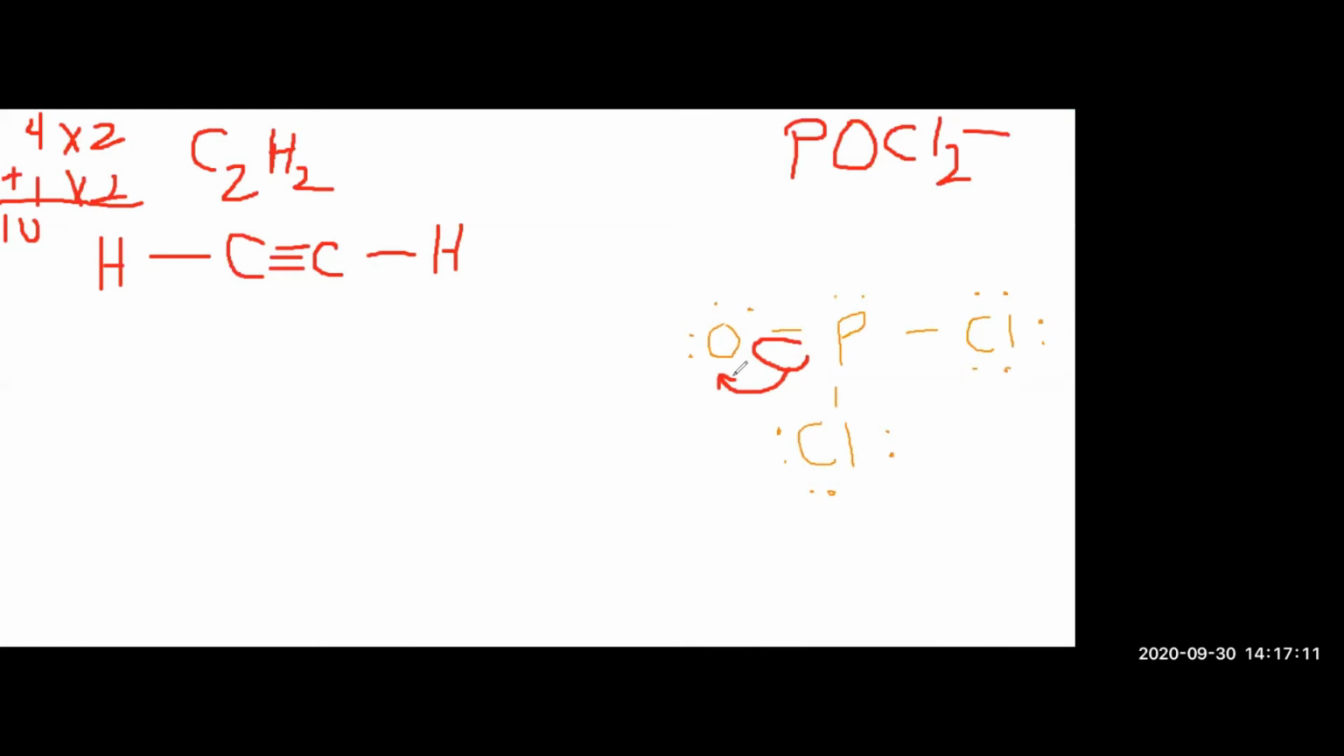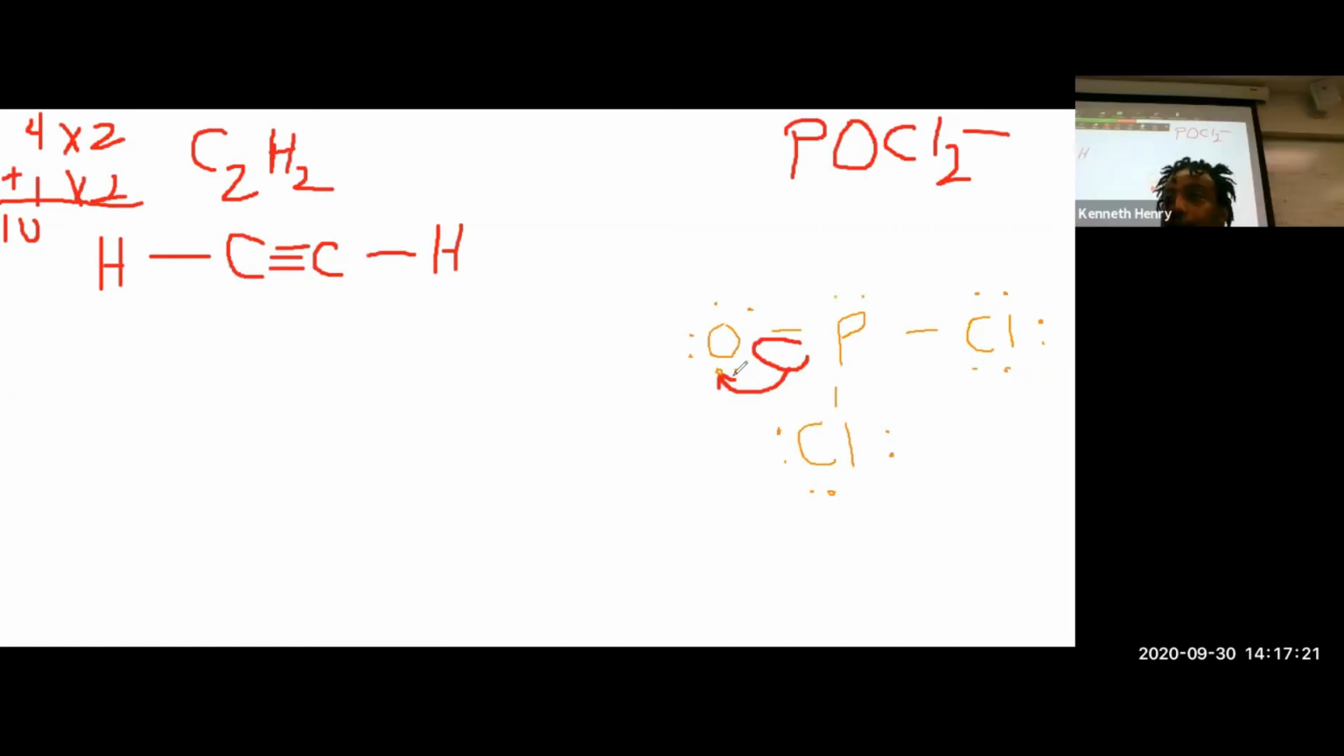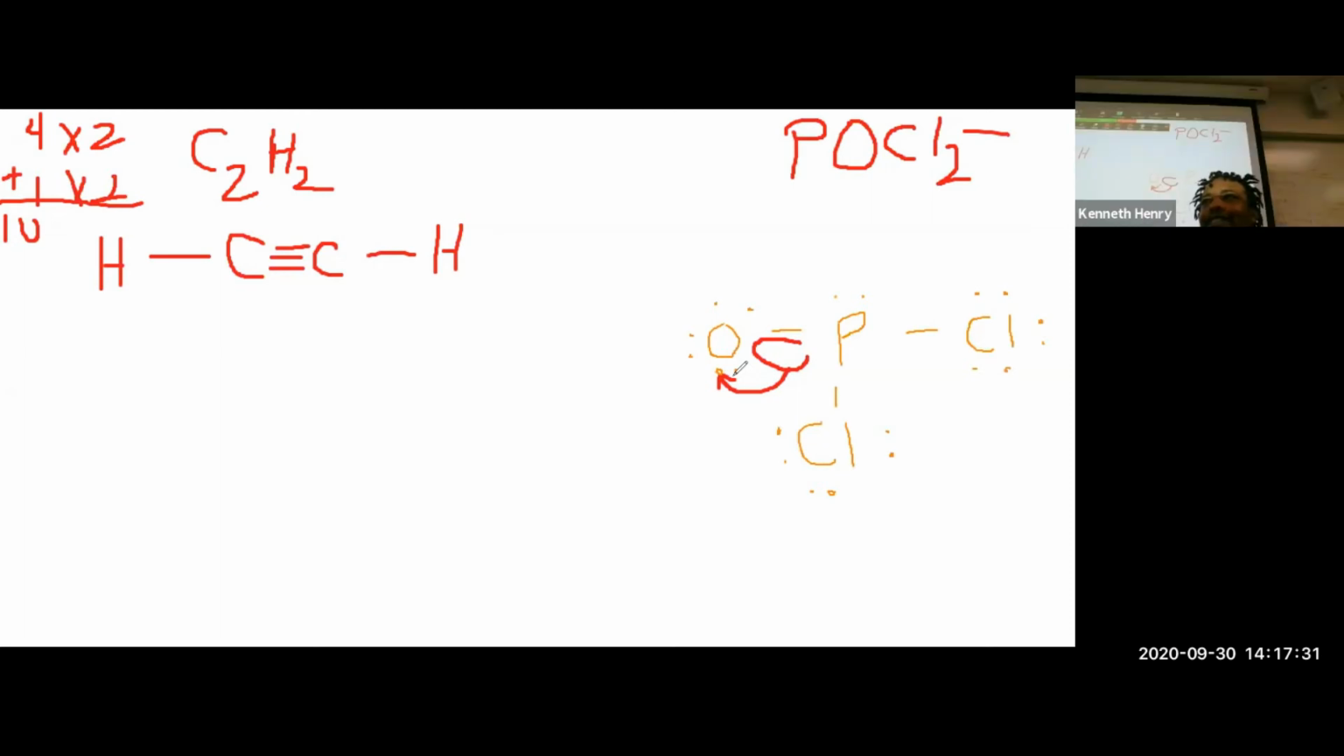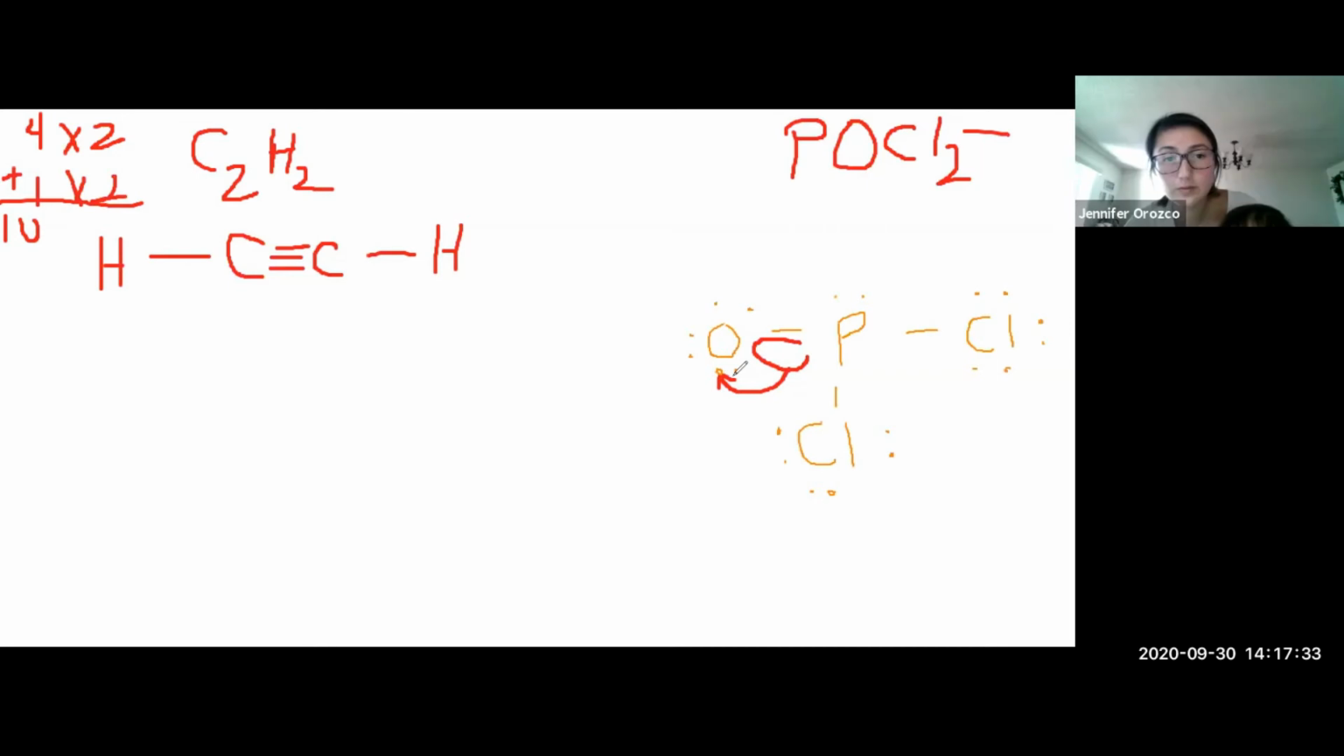If we're instructed to follow the octet rule for every single molecule, then we would make sure to have 8 valence electrons for phosphorus, right? That is correct. And if you're not instructed, if it says formal charges, that's what I'm going to show you next. You guys can't run out of the room yet. I know you want to.